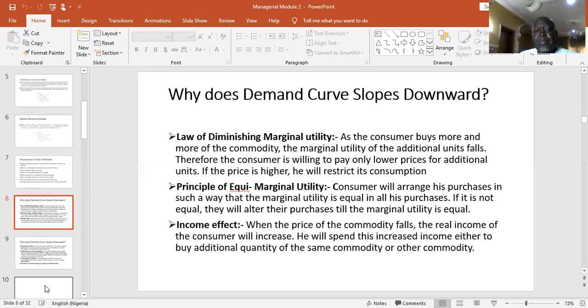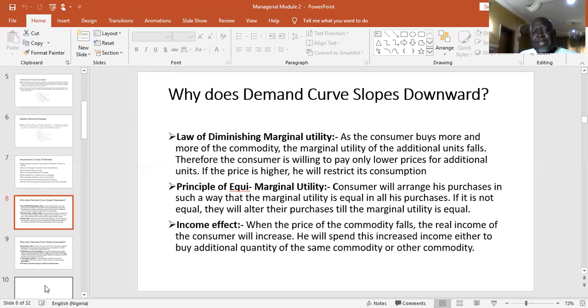The principle of equal marginal utility: the consumer allocates his purchases in such a way that the marginal utility is equal in all purchases. That means somebody has 1,000 naira and wants to do so many things. So he has to allocate that 1,000 naira to give him the same benefit in each of those various things that he wants to purchase.